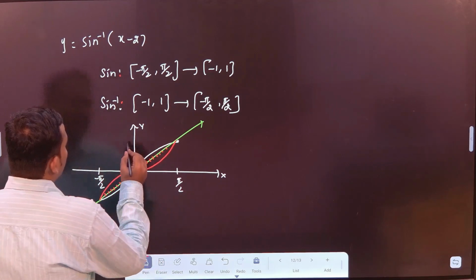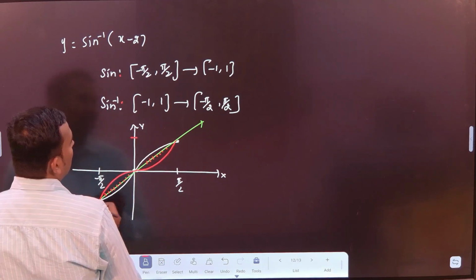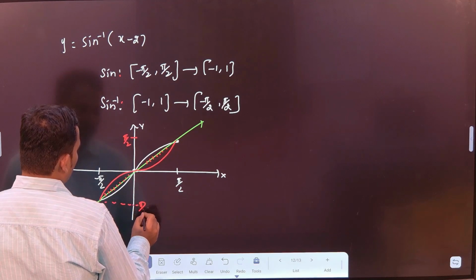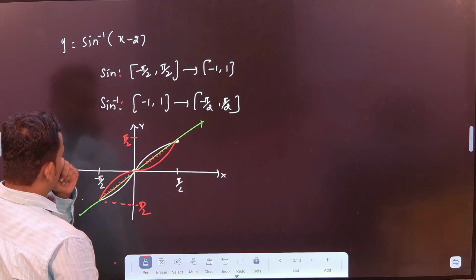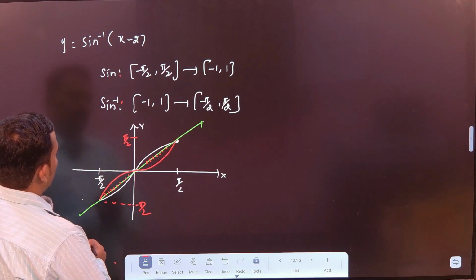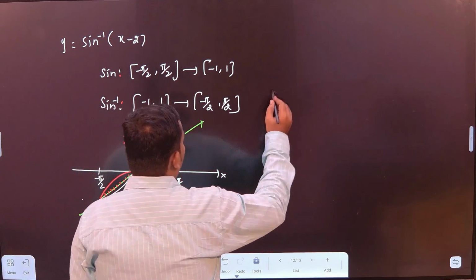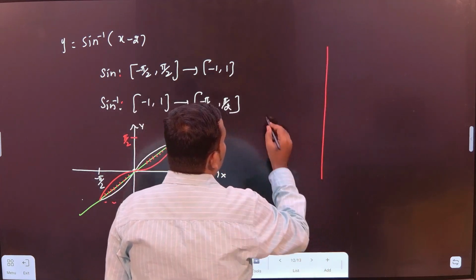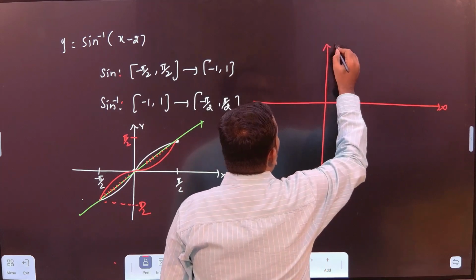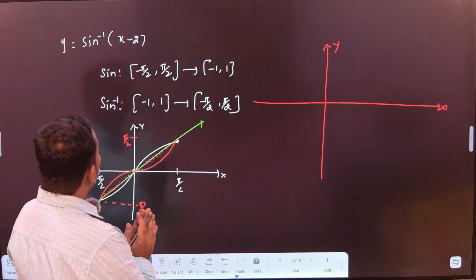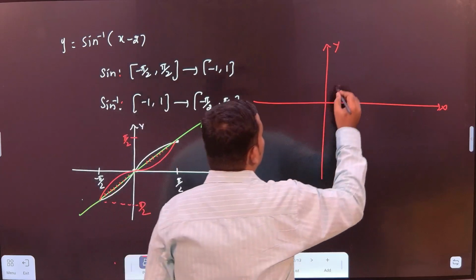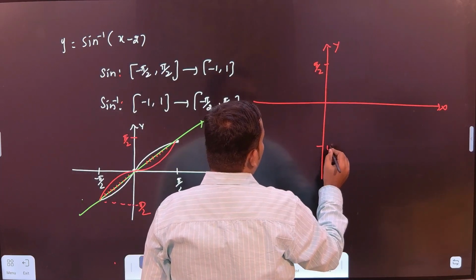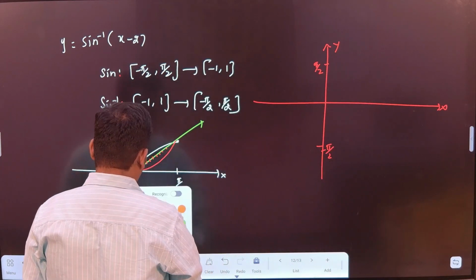Okay, so what is the range here? The sine inverse is from plus pi by 2 to minus pi by 2. Okay, understand? So when you draw the graph of this, this is the x-axis, this is the y-axis. Sine inverse of x, first you have to draw. This is plus pi by 2, this is minus pi by 2, okay.